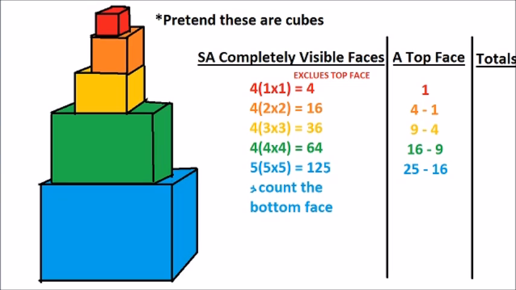Now we need to sum up the totals. So 4 plus 1 equals 5. 16 plus 3 equals 19. 36 plus 5 equals 41. 64 plus 7 equals 71. And 125 plus 9 equals 134. As you can see here on the rightmost side, we have the totals. And when you add these up, you get 270.